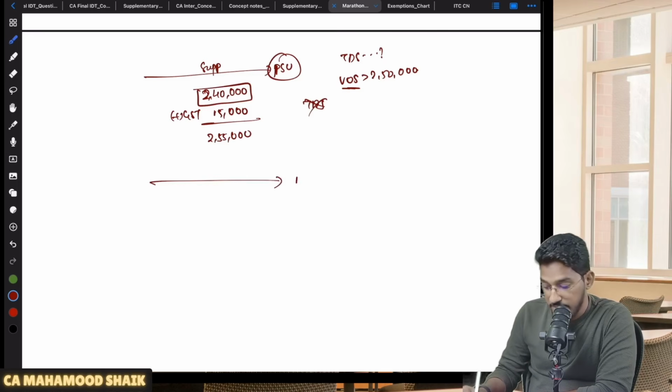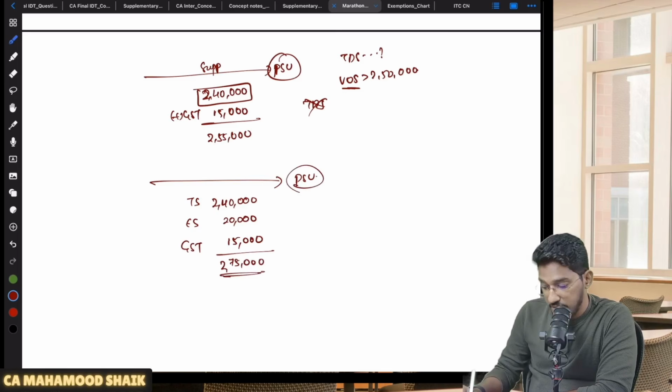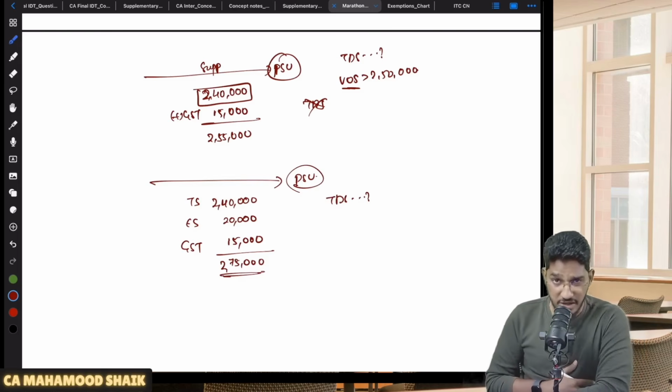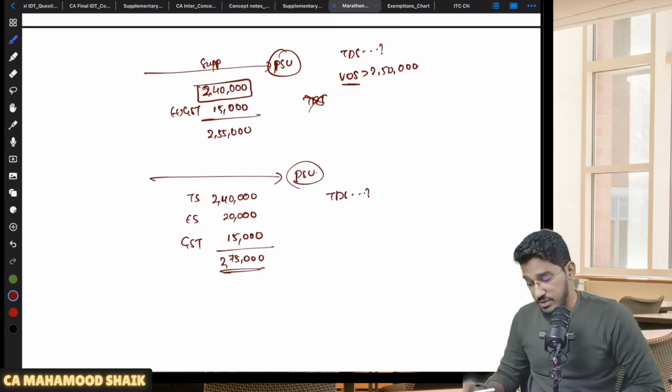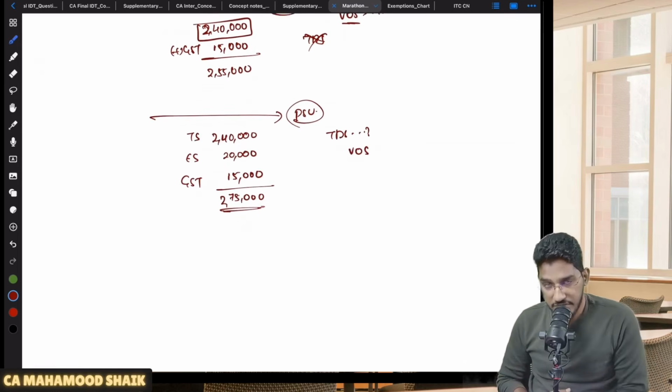Let me tell you one more case. There is a PSU here, they're receiving supplies: taxable supply amounting to 2,50,000, and exempt supply amounting to 20,000. On taxable supply, GST is there, which is coming to 15,000 rupees. Total 2,75,000 rupees worth of supply they are making. Now, PSU is a notified person. So whether TDS will become applicable here? TDS will become applicable only when the value of supply under a contract exceeds 2,50,000. Now you tell me here, what is the value of supply? Did it exceed 2,50,000?